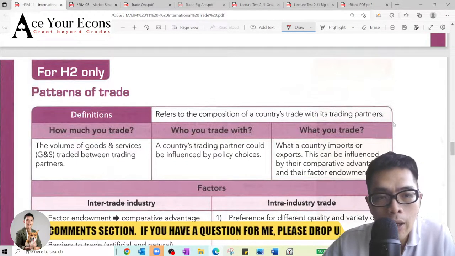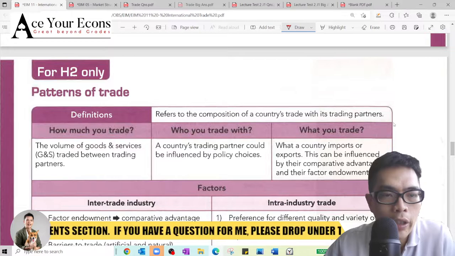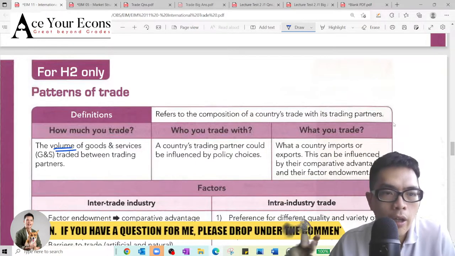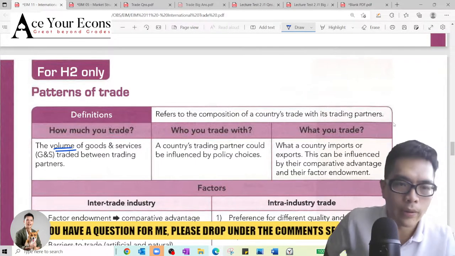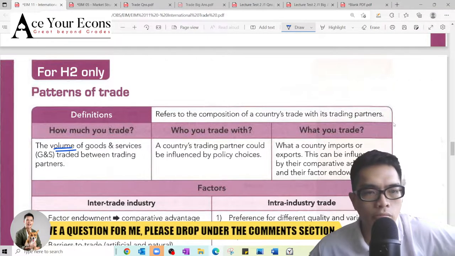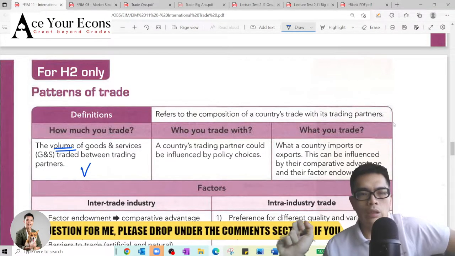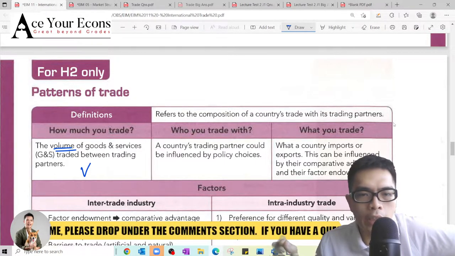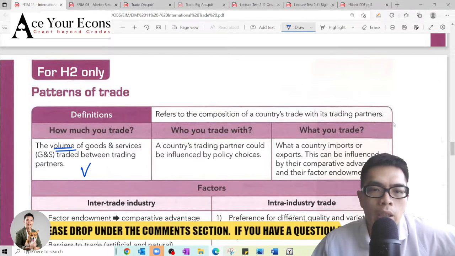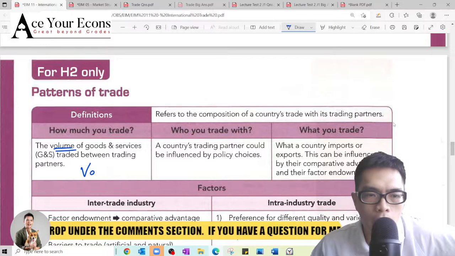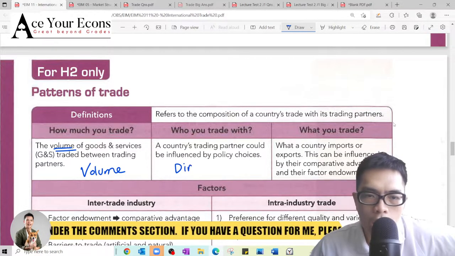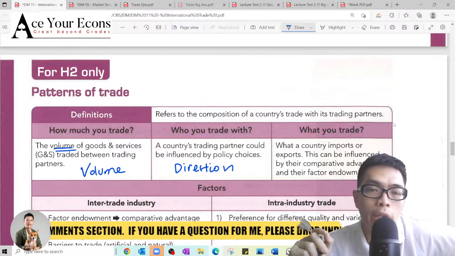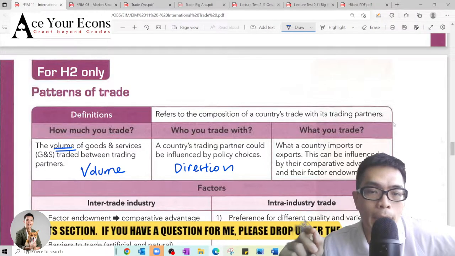The first parameter for patterns of trade is volume. Please highlight this word, volume. How much is traded between you and your trading partner. I'll call this V. The next parameter that determines the pattern of trade is your choice of trading partner, or what we call direction. Whom you trade with, the direction of your trade, is determined by your trading partner.